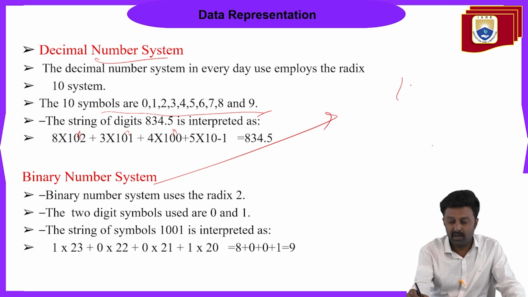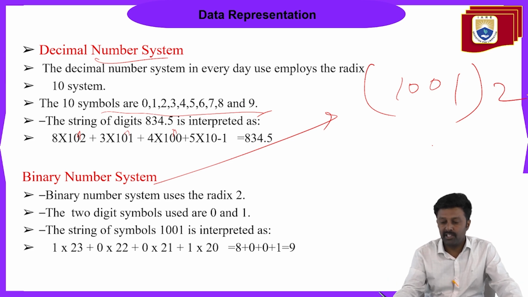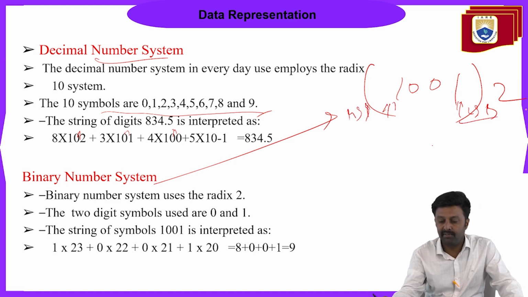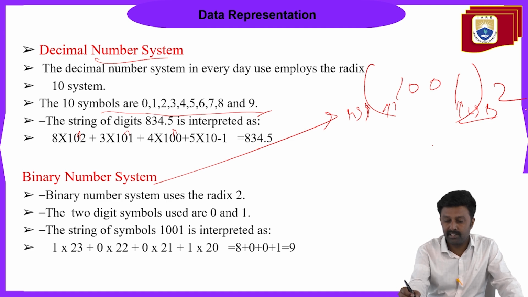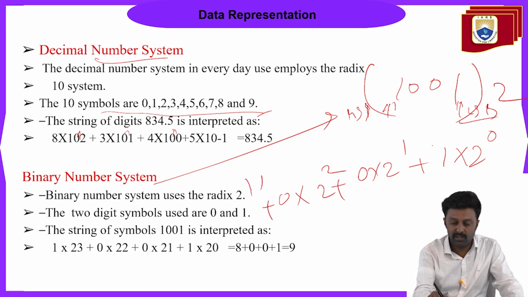Here the binary number is 1001. This is represented with radix 2. This bit is called the LSB, the least significant bit, and the other end is called the MSB, the most significant bit. So how this number is represented: whatever number is there, 1 into 2 to the power of 0, then the next number is 0, so 0 into 2 to the power of 1, plus the next number is 0 into 2 to the power of 2, plus the next number is 1 into 2 to the power of 3.